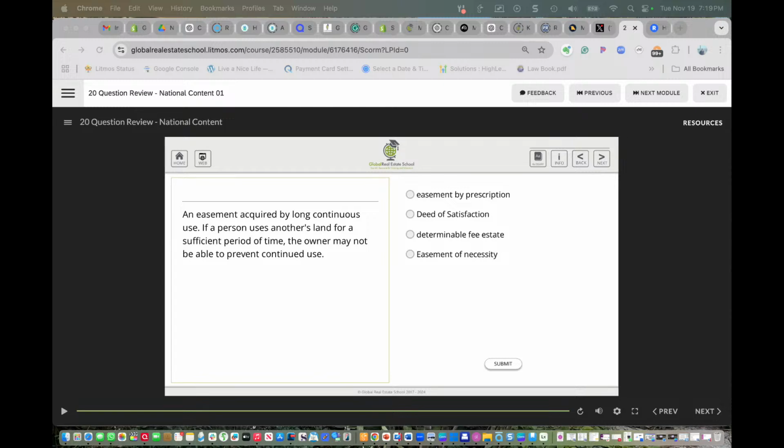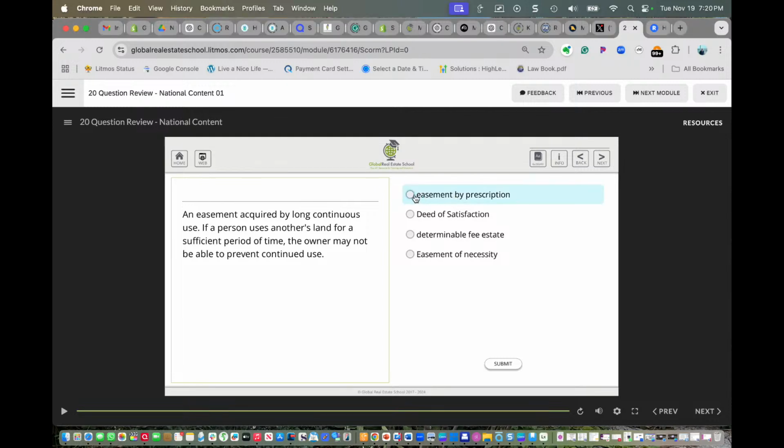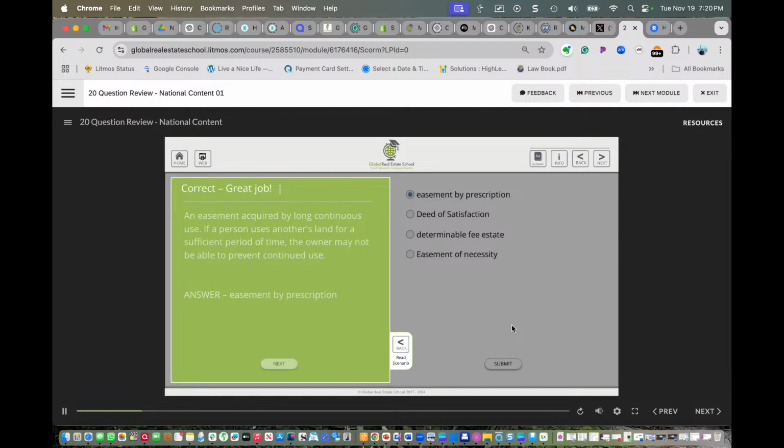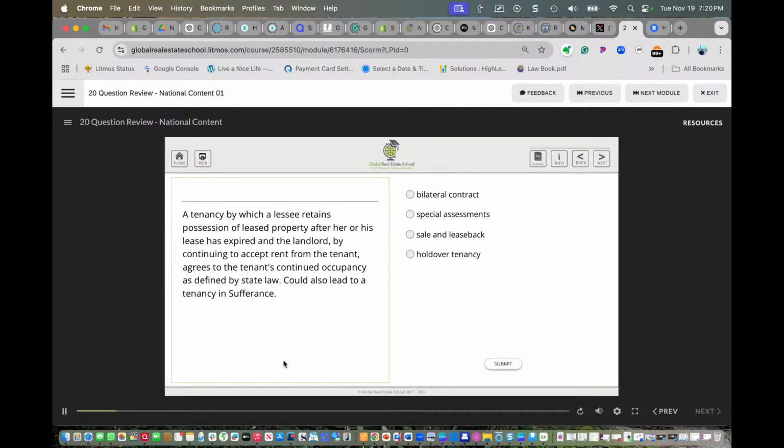An easement acquired by long continuous use. And we're talking about an easement, okay? If a person uses another's land for a sufficient period of time, the owner may not be able to prevent continued use. That is called an easement by prescription, okay? So adverse possession is when you actually take ownership because you've used it for a long period of time. In Missouri, it's a certain number of years. Every state may have a different number of years. But in that case, on that question, it referred to an easement. So we call that a prescriptive easement.